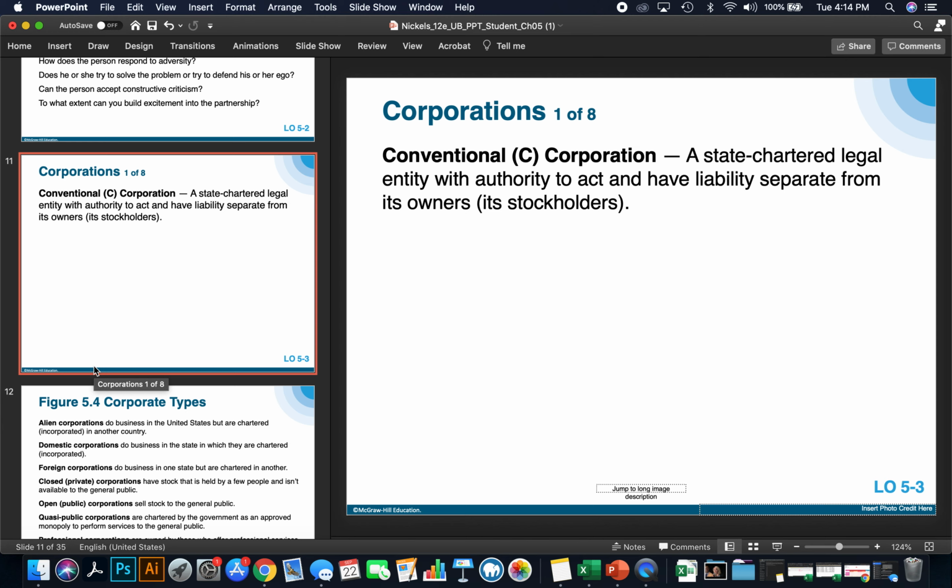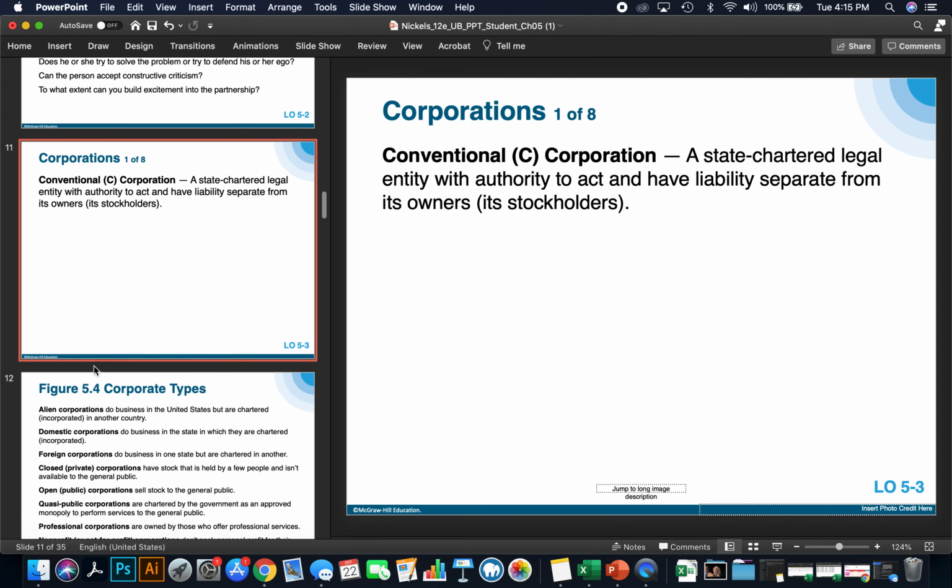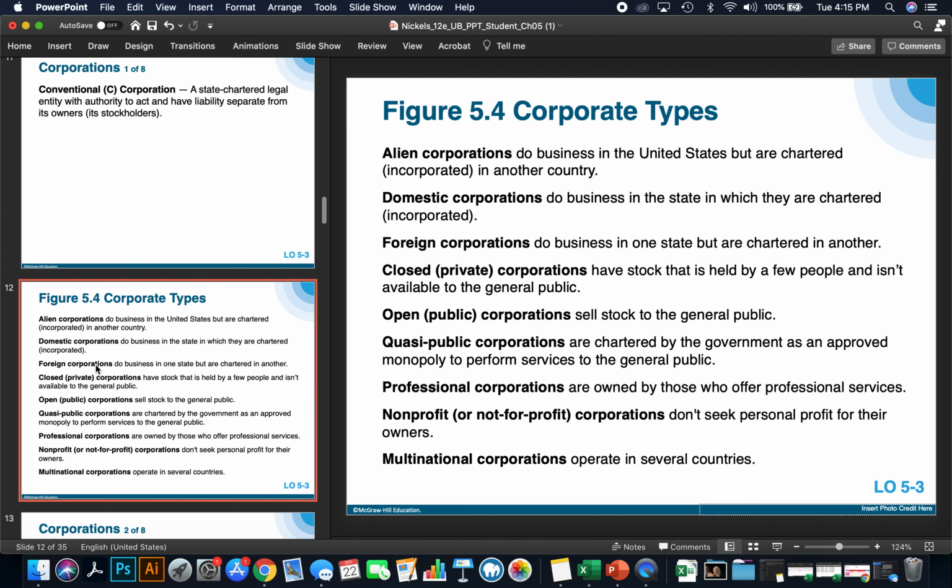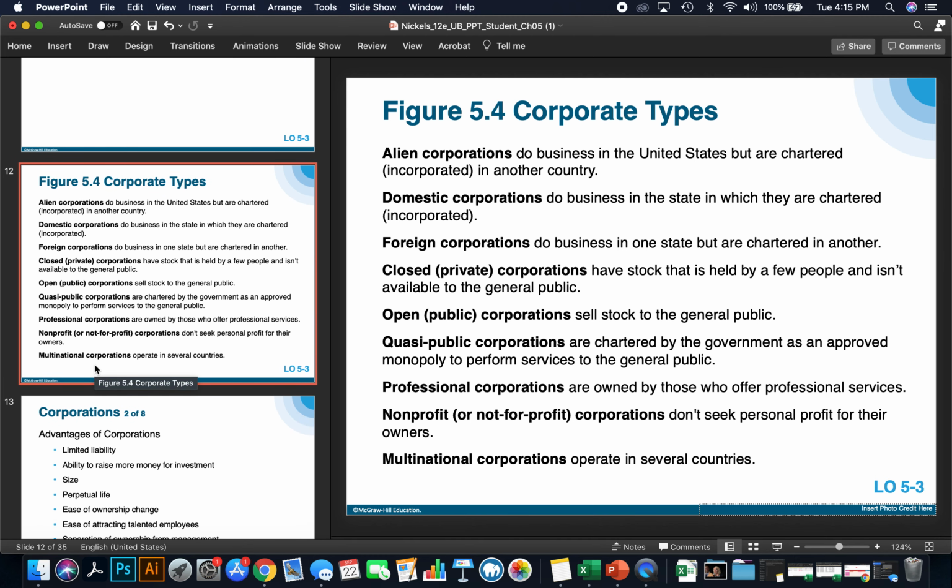Corporations. Let's talk a little bit about corporations. A conventional corporation is a state-chartered legal entity with authority to act and have liability separate from its owners, basically its stockholders. Some corporate types: alien corporations do business in the United States but are chartered in another country. For instance, Kay Jewelers is owned by Signet. They do business in the United States, but they're based out of the Bahamas. Domestic corporations do business in the state in which they are chartered or incorporated. Foreign corporations do business in one state but are chartered in another.